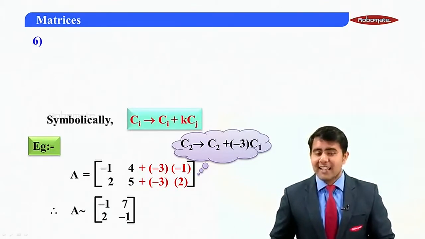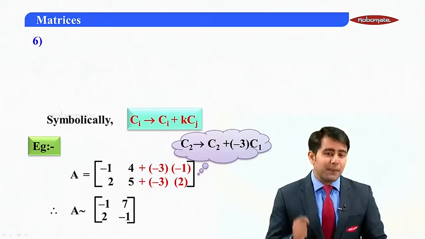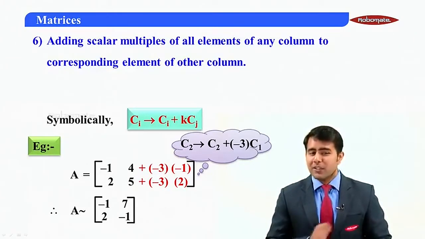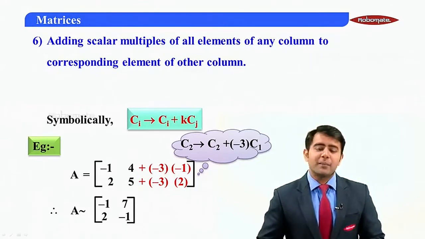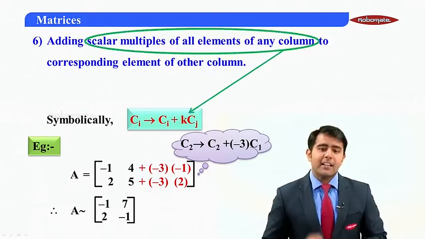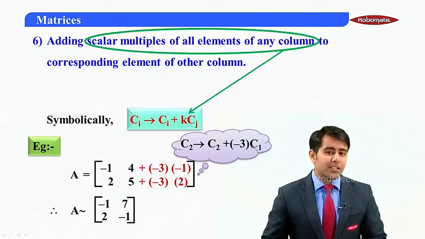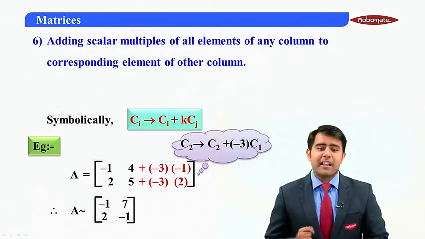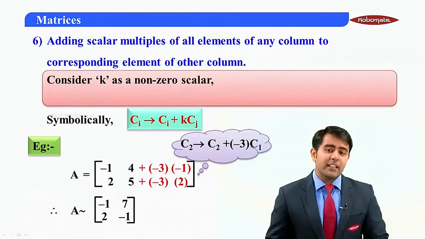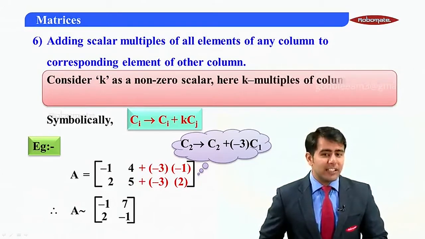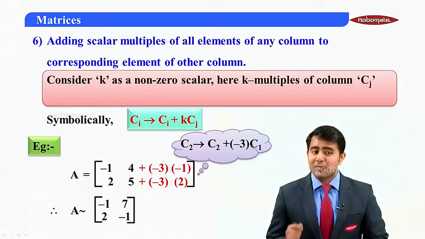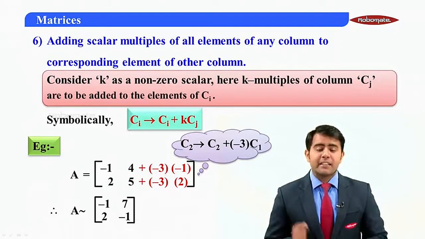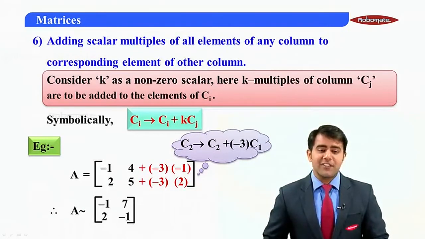Symbolically, I can write this as Ci changes to Ci plus K times Cj. Adding scalar multiples of all elements of any column to corresponding elements of another column. Here, K times Cj is the scalar multiple of one column and the other column is Ci. I can read this as follows. Here, consider K as a non-zero scalar. Here, K multiples of column Cj are to be added to elements of Ci. These are the 6 elementary transformations which we have studied.